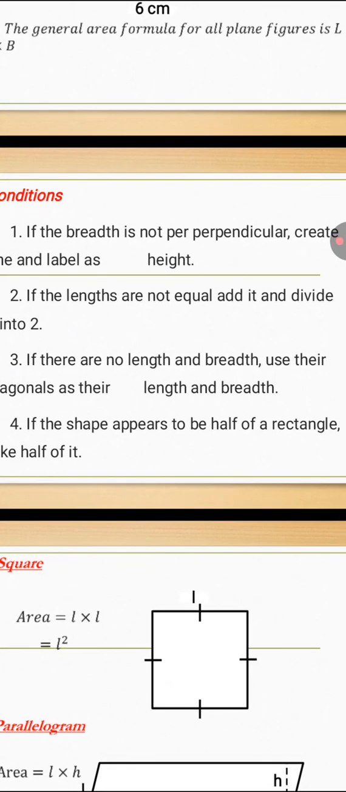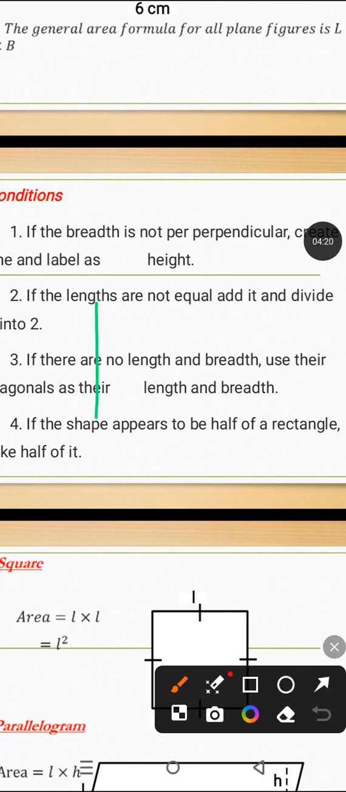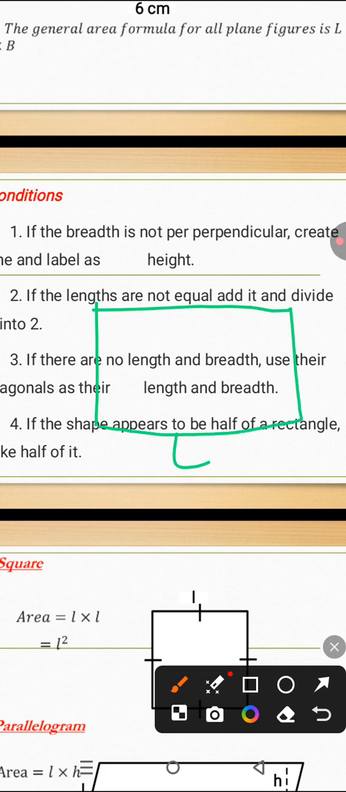If the lengths are not equal, then add them and divide by 2. We expect the lengths to be equal, so the rectangle is the basis for our demonstration. It's supposed to be something like this. So you know that this is equal to that, and this is also equal to that. So if it happens that this one is not equal to this one, it's not fair to pick the shorter one. It's also not fair to pick the longer one. So what do we do? Put the two together and take the average, which is over 2.